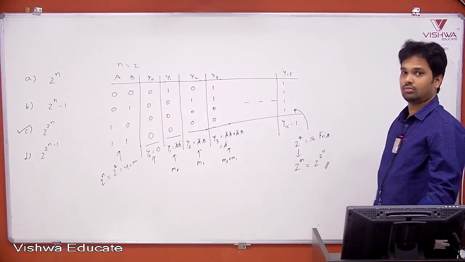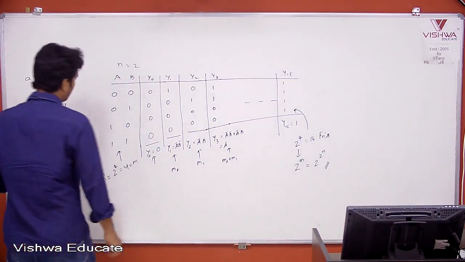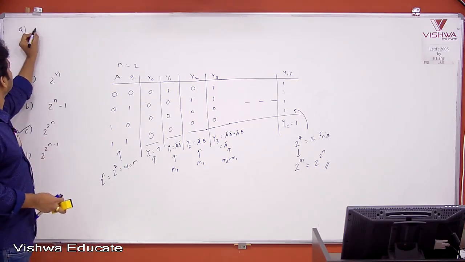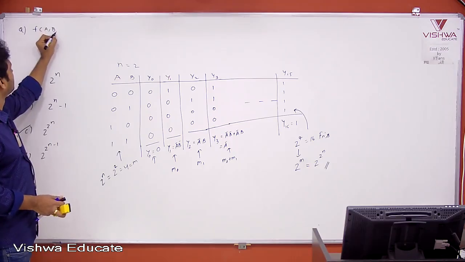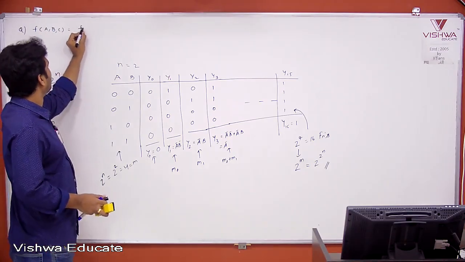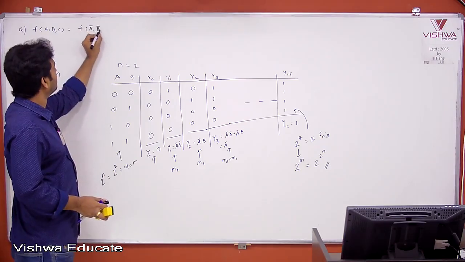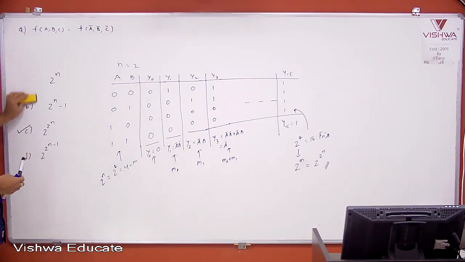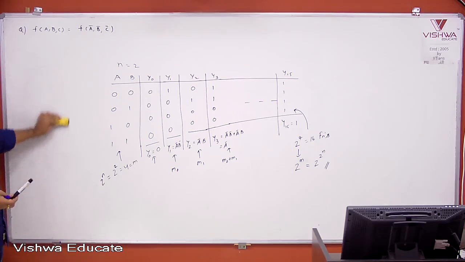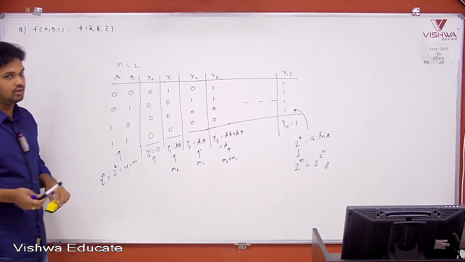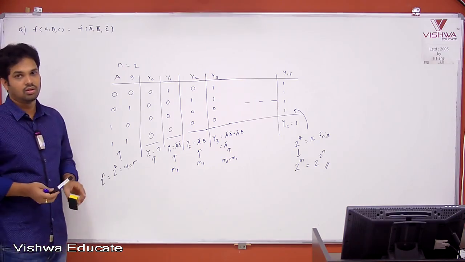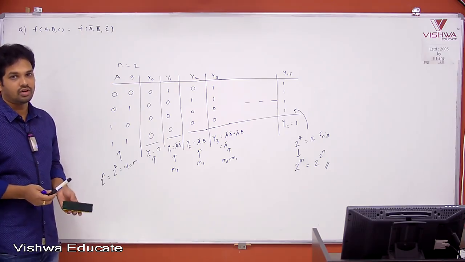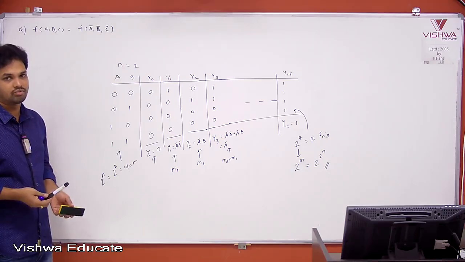Okay, the next one, let us take one question based on this. F of A, B, C is equal to F of A bar, B bar, C bar. What is the condition? F of A, B, C equal to F of A bar, B bar, C bar. Determine the number of different functions possible.